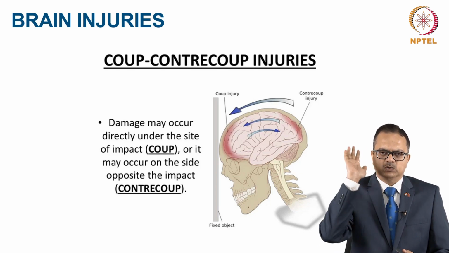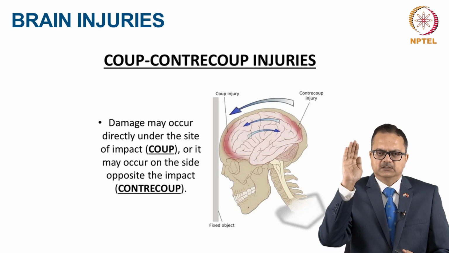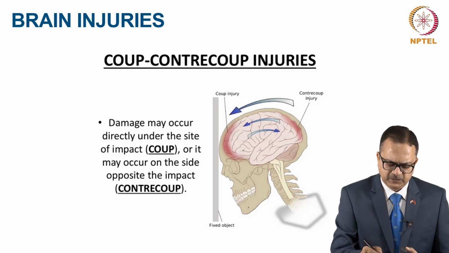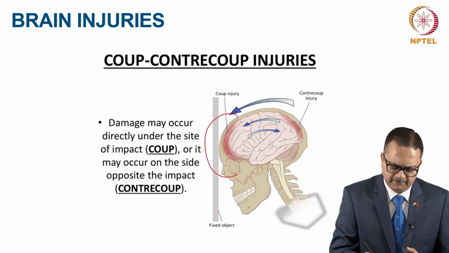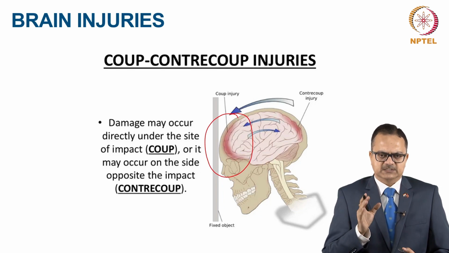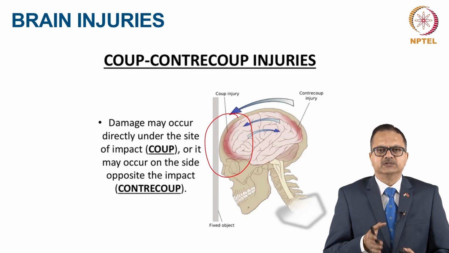So if the skull goes and hits some object, the brain will come and hit the inner side of the skull. And this part of the brain, which hits the side of the skull, which has the trauma, this type of injury is called a coup injury. That means the symptoms will be seen on that part of the brain which is on the side of the body which has got the trauma.